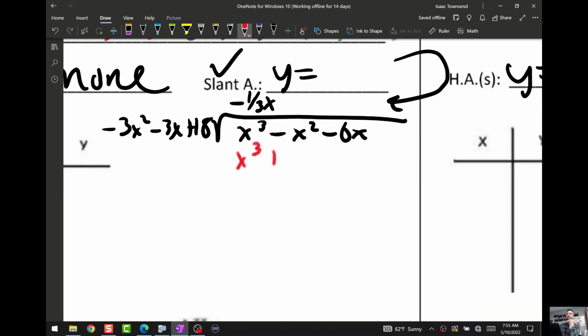Negative times a negative is positive. 1/3 times 3 would be 1, and x times x would be x squared. And then the last part, times 18, negative times a positive would be negative. 1/3 times 18 would be 6, because multiplying by 1/3 is like dividing by 3. And x times no more x's just gives you an x. Please, please, please change the signs and add.